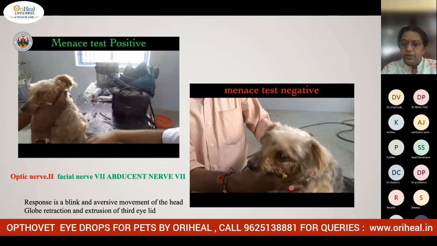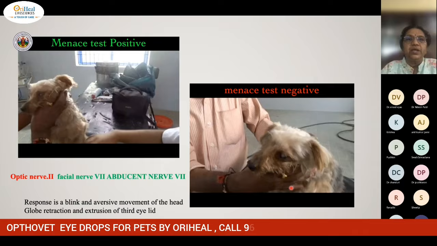produce a blink reflex. You will think sometimes that whenever the cataract is there, how is the animal going to blink? But even when the cataract is there, you will get a dazzle reflex. In fact, the presence of a dazzle reflex gives you a good clue that the animal might regain vision. It is a subcortical reflex.